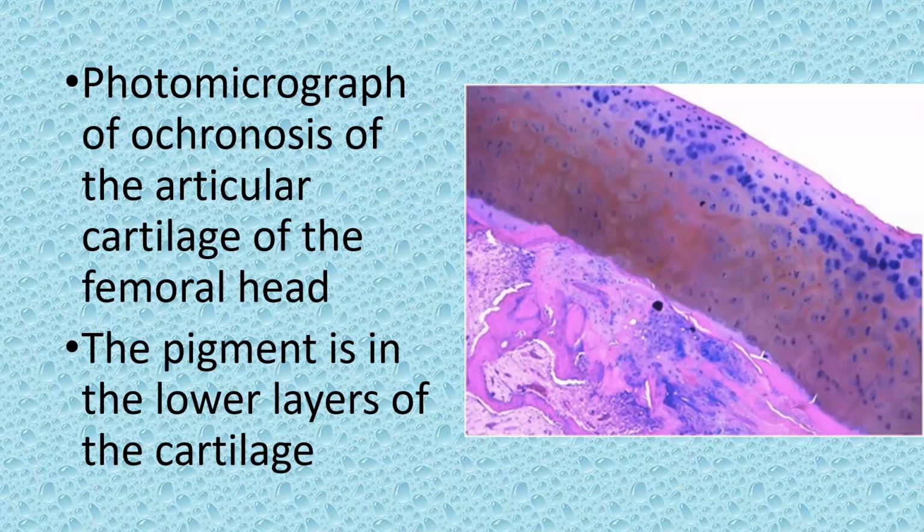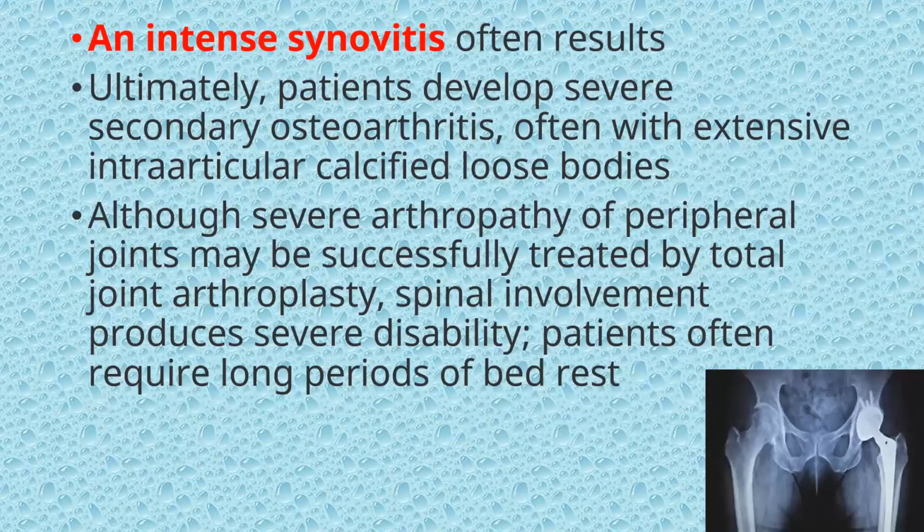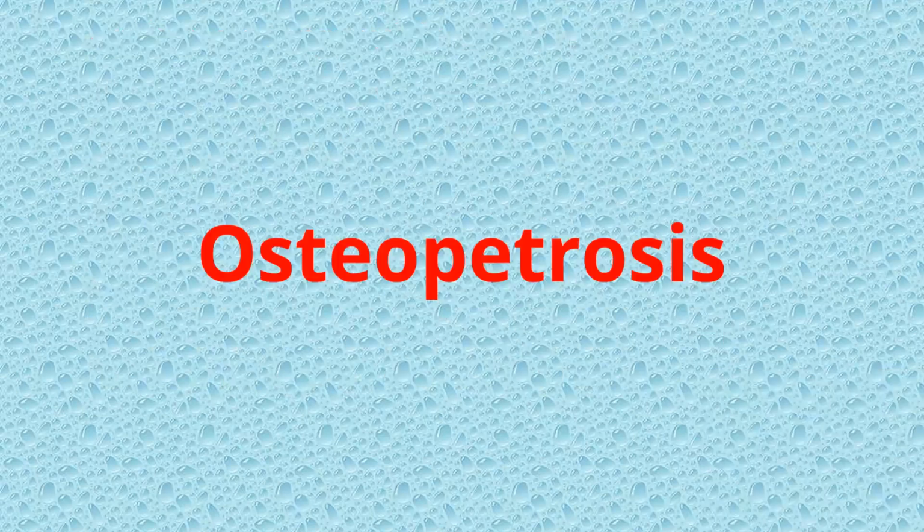Intense synovitis often results. Ultimately, patients develop severe secondary osteoarthritis, often with extensive intra-articular calcified loose bodies. Although severe arthropathy of peripheral joints may be successfully treated by total joint arthroplasty, spinal involvement produces a severe disability. Patients often require long periods of bed rest. This is enough for ochronosis.